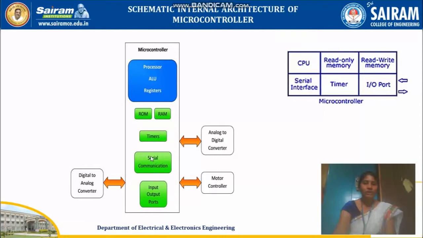Serial communication means that if I want to communicate to the outside world through a program, it is possible to use serial communication. For example, UART and USART. UART is Universal Asynchronous Receiver Transmitter. USART is Universal Synchronous Asynchronous Receiver Transmitter. Like this you can use serial communication ports.